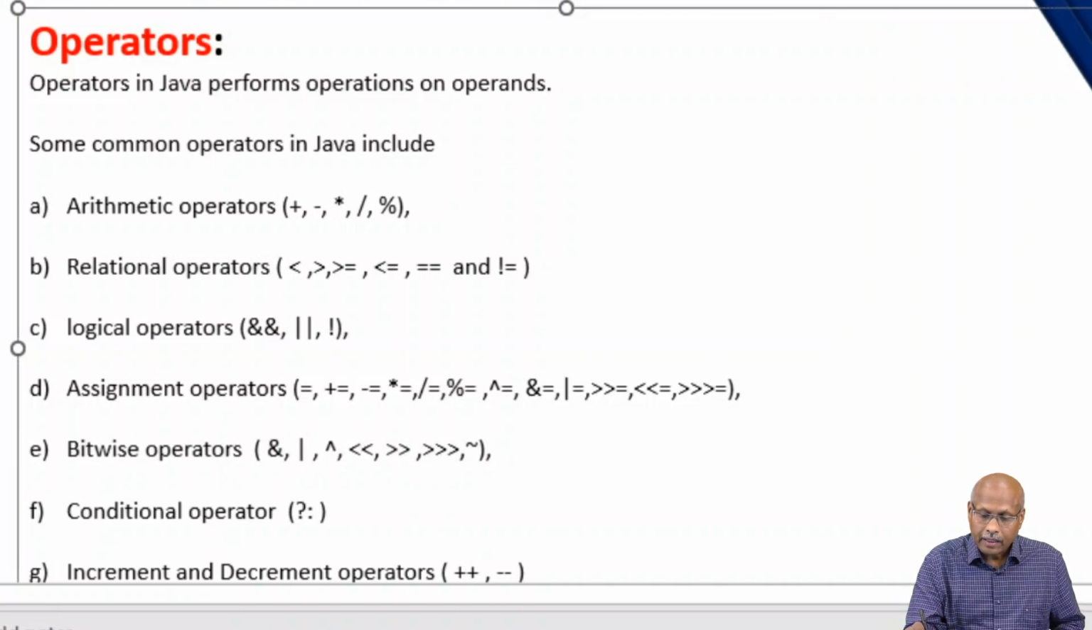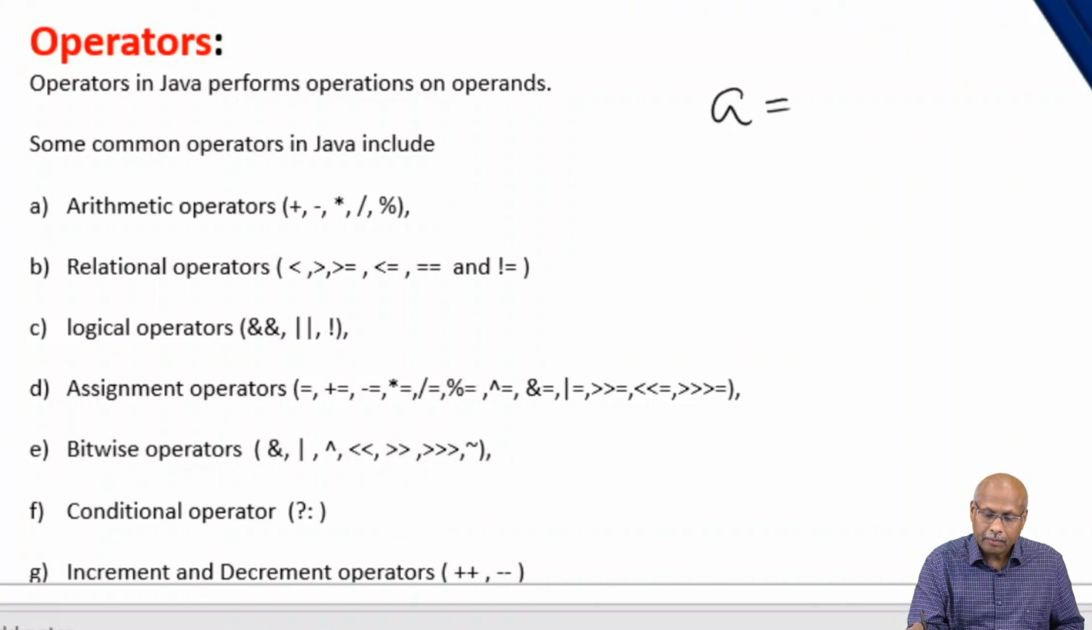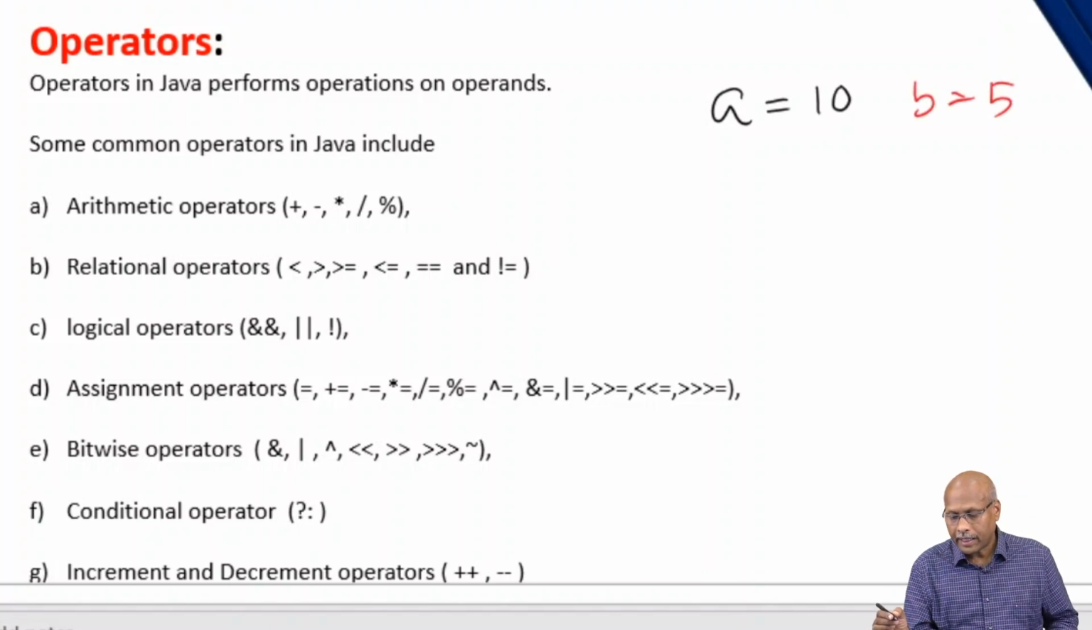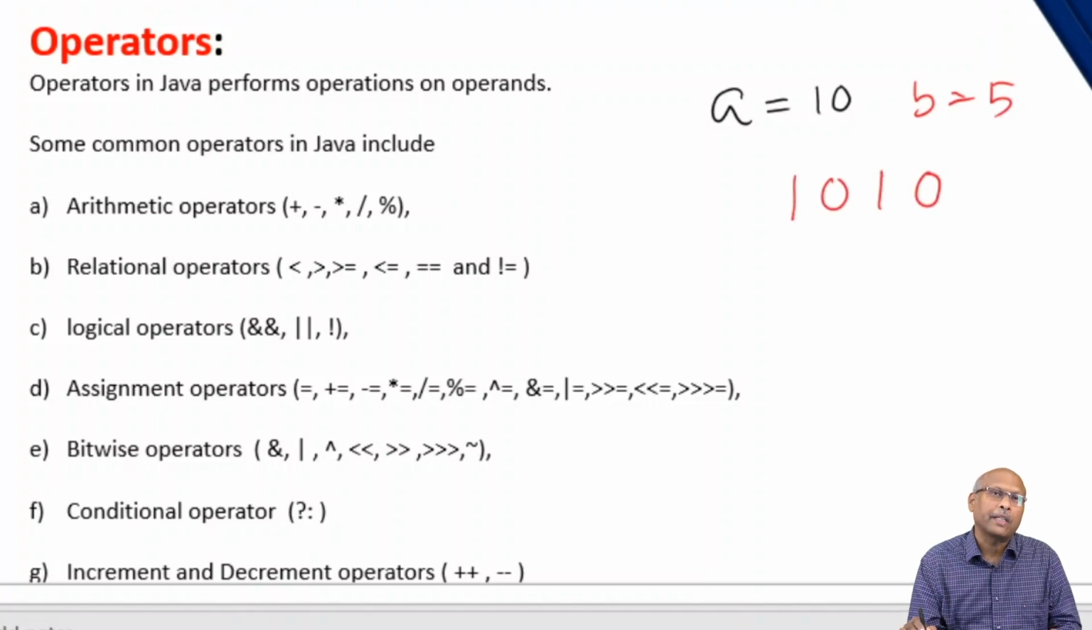Here I wrote A is 10, B is 5. So 10 is the numerical data, but internally the 10 will be stored in the binary format. Binary means 1010. That is binary format.